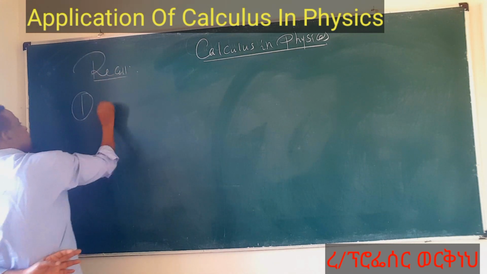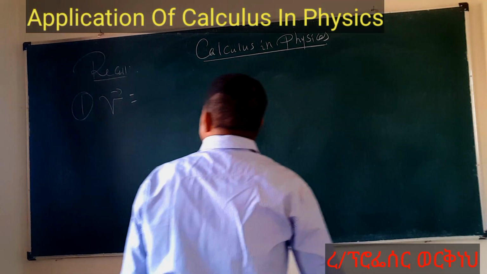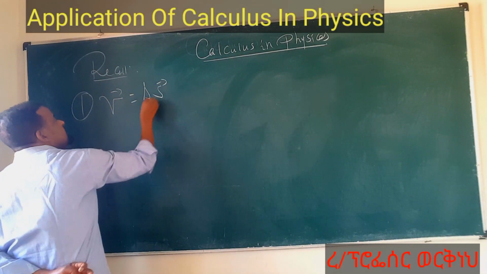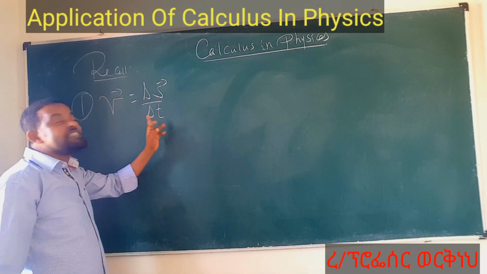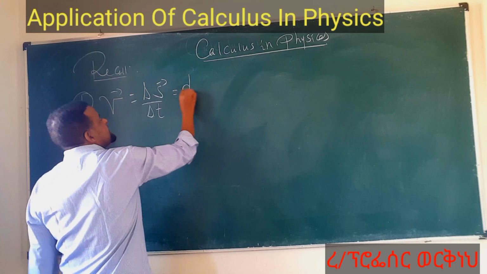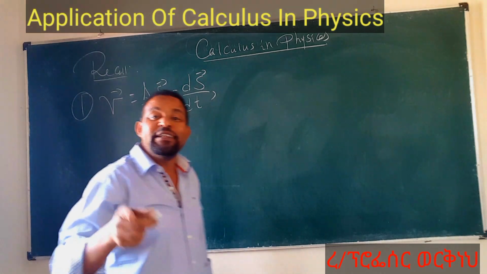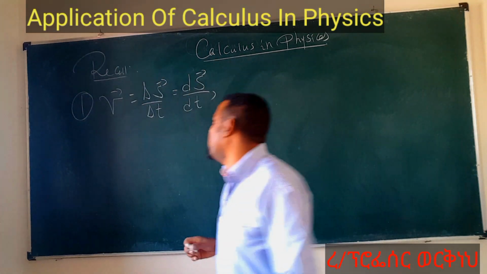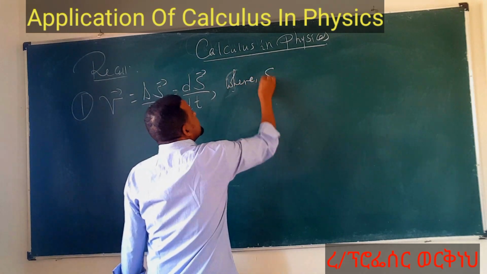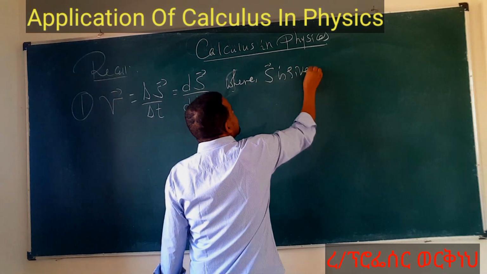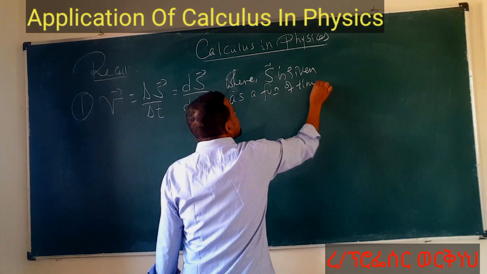The first one is the velocity of an object, which is given by the change in displacement over change in time. That means the rate of change of displacement with respect to time. Which means nothing but the derivative of displacement with respect to time, where displacement is given as a function of time t.